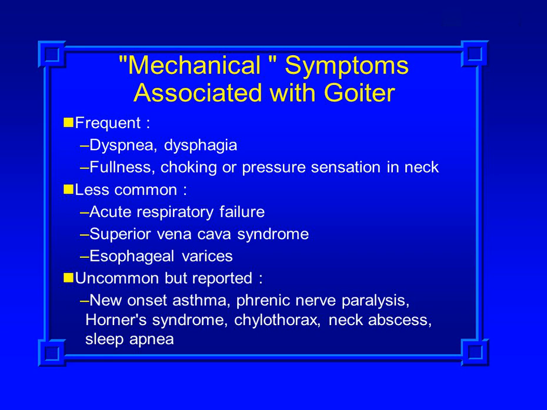Mechanical symptoms associated with goiter. Frequent: dyspnea, dysphagia. Fullness, choking or pressure sensation in neck. Less common: acute respiratory failure. Superior vena cava syndrome. Esophageal varices. Uncommon but reported: new onset asthma, phrenic nerve paralysis, Horner's syndrome, thorax, neck abscess, sleep apnea.